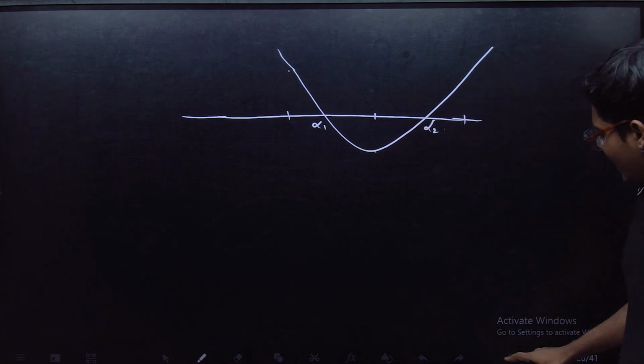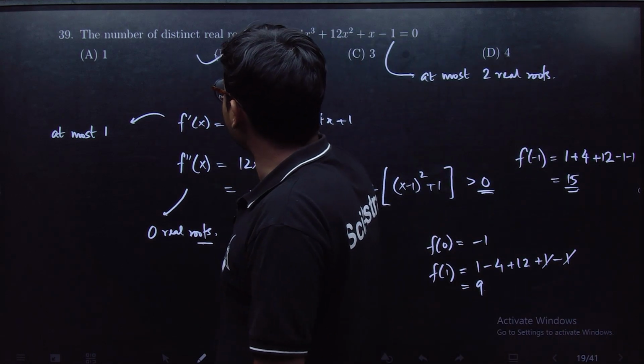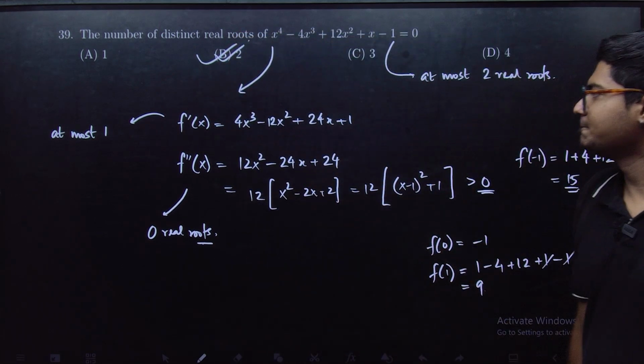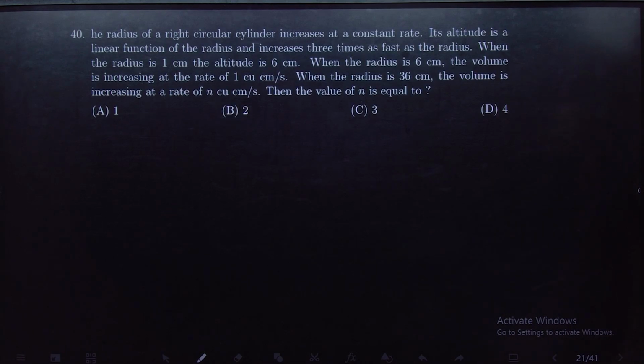Which means this can have exactly 2 roots, right? We know for sure it can't be more than 2, and we're getting 2, so it has to be exactly equal to 2, right? Okay. That's a simple question of application of derivatives, all right? All right. Coming to the next question.